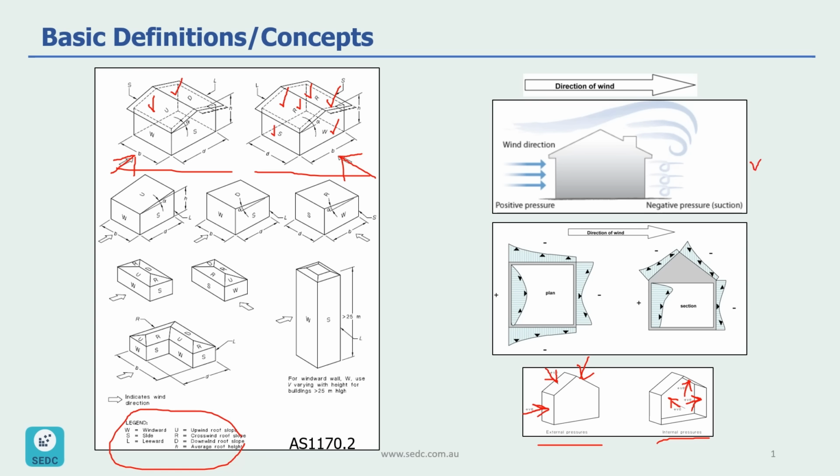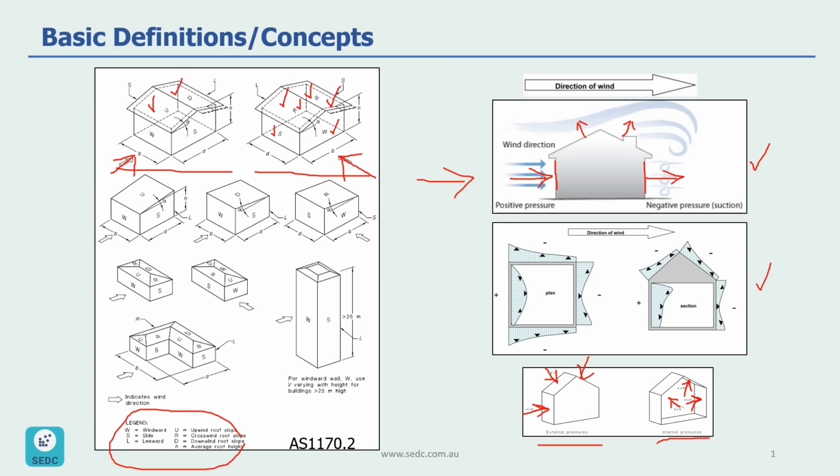So now let's look at the actual building. When the wind is blowing in this direction, we have a positive pressure in this direction because the wind is blowing this way, pushing this side. And on the other side, we are going to have suction or negative pressure, because it's away from the surface. Also for the roof, we might have positive or negative pressure depending on the slope of the roof.